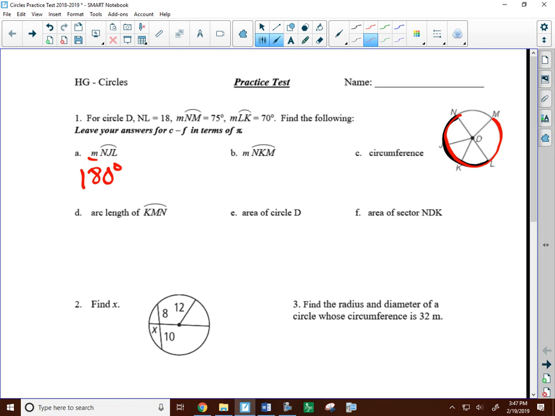Now they gave us LK 70 and then NM, and here's 75. So I can just do 360 minus the 75. Things up there, we do know it's circle D. So we do know semicircles. We know 360 is the full circle. Just things you can use.